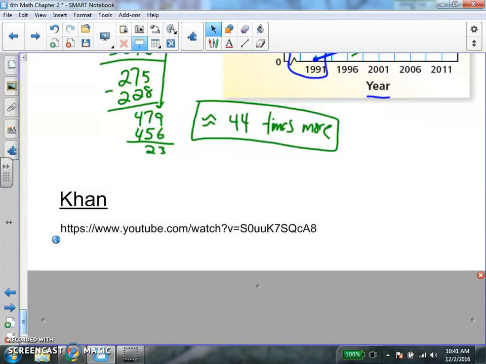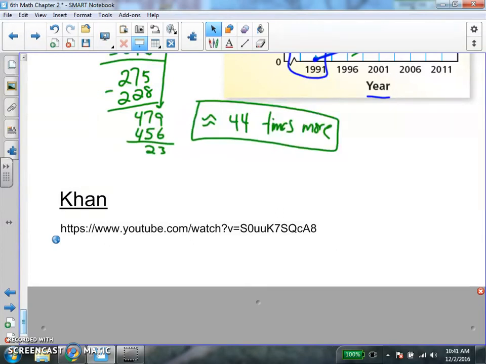If you do need a little bit more help, if it's still a little bit confusing, be sure to check out this Khan Academy video. Sal Khan does a wonderful job explaining some math concepts as well. If you have any more questions on anything, please feel free to let me know. Let's get started on some of our practice problems.